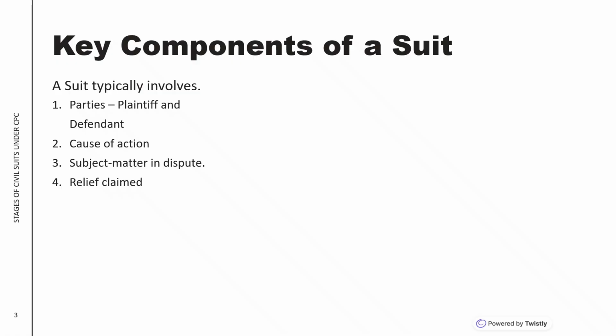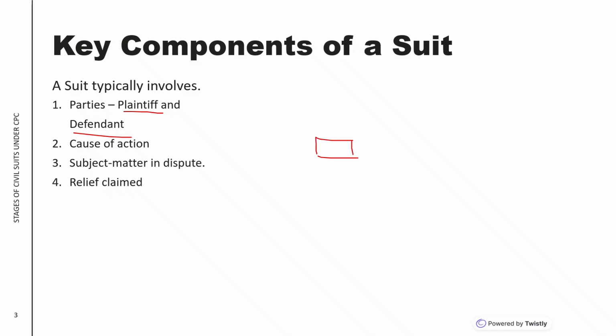So moving on to the key components of a suit. A suit typically involves two parties. One is the plaintiff and another one is the defendant. The second thing involved is the cause of action. The third thing is the subject matter in dispute. And the fourth thing is the relief claimed. Now to understand this, let me give you an example.